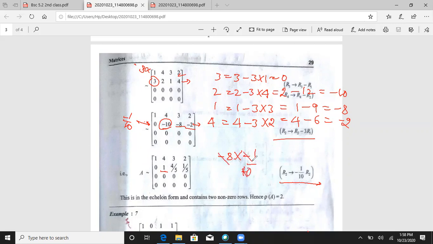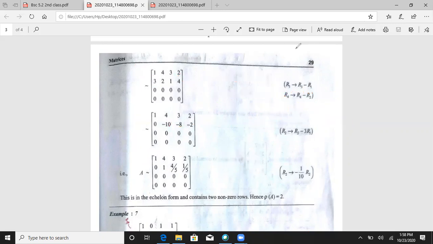Sorry, R2 equal to minus 1 by 10 R2. R2 means this one, minus 10 into minus 1 by 10, that is over. That is next one, 4 by 5.